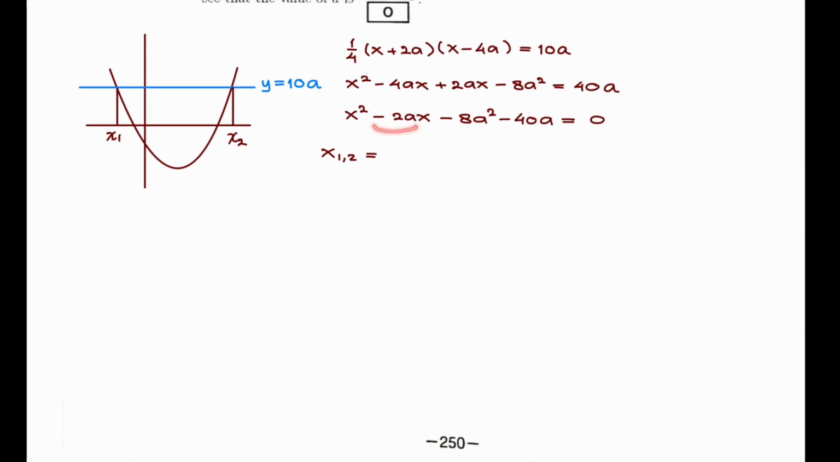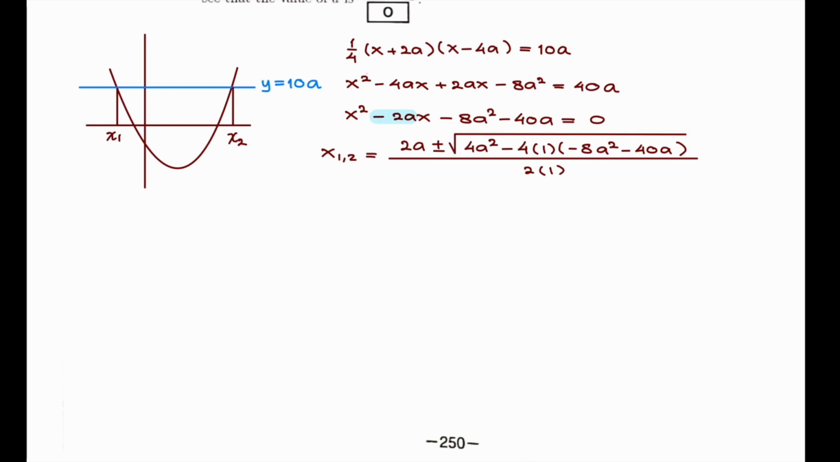Negative b, this is your b. Negative minus 2a, that means 2a, plus or minus the square root of b squared, negative 2a squared, you get 4a squared, minus 4 times a, the coefficient of x squared, your a is equal to 1, times c. This is your c. Include the negative sign, yeah. Negative 8a squared minus 40a, over 2a, 2 times 1.